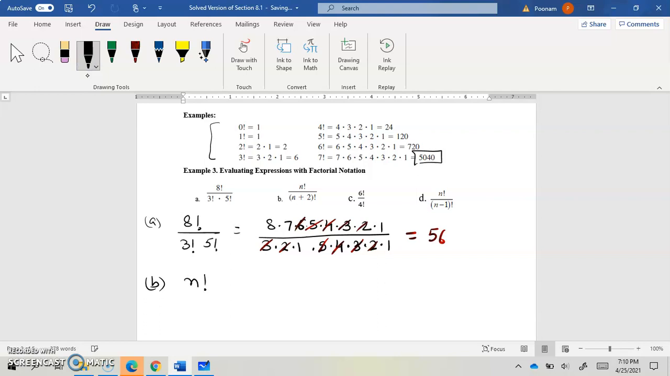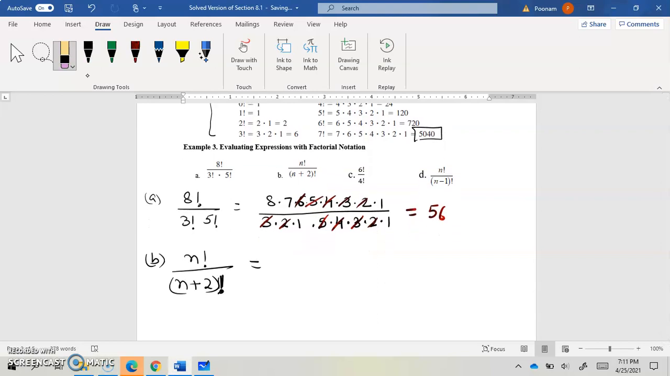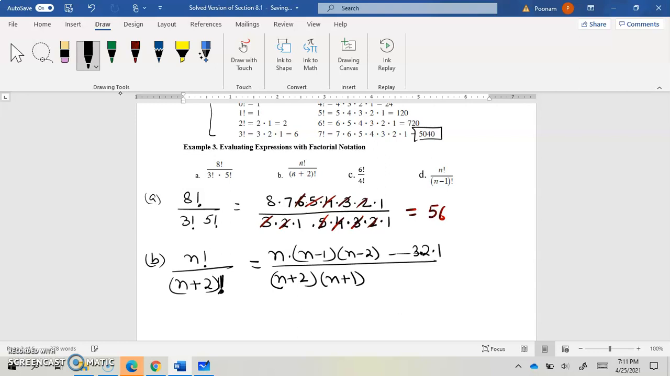Let's try B. n factorial divided by n plus 2 factorial. This one is a little different. n factorial would be n times n minus 1 times n minus 2 and so on till 1. What would n plus 2 factorial be? n plus 2, the previous number of n plus 2 is n plus 1, and the previous number of n plus 1 is n, times n minus 1, and so on, going down to 3, 2, 1. If you notice, all these terms are the same. n cancels with n, n minus 1, n minus 2, 3, 2 and 1. We are left with 1 in the numerator. The denominator would be n plus 2 times n plus 1.